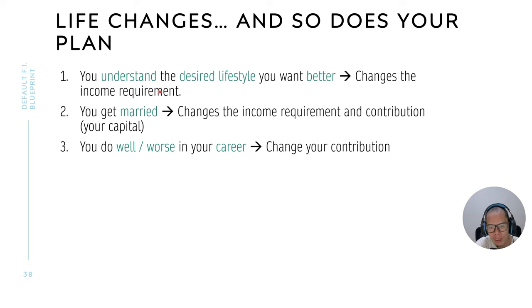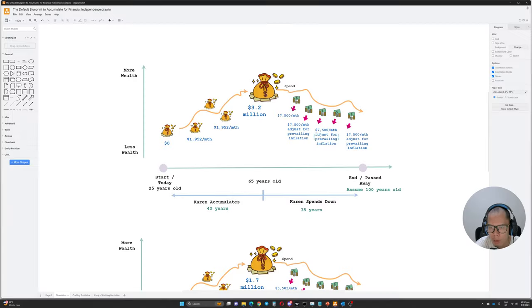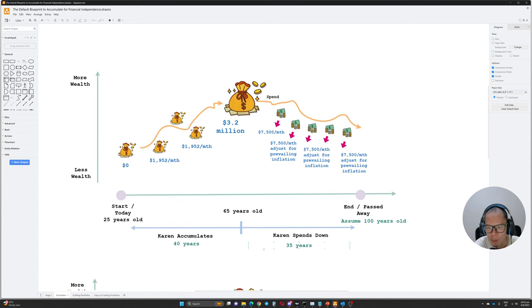So say for example, I'll try to take you through some visual examples so you understand the desired lifestyle better. This changes your income requirement. So we have this diagram. Okay, so let's say this is Karen's plan or Renee's. If her desired lifestyle is different, can be more, can be less, right? These things change. This amount also changes.